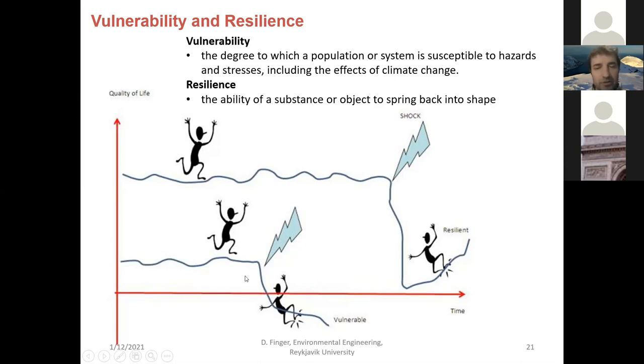A vulnerable society, of course, would collapse, and then it would struggle with bringing up the quality of life again. You might look at the different nations that have been hit by the economic crisis in 2008, and you might compare, for example, which nation was able to readdress the quality of life efficiently, and which nations were hit harder, where the society collapsed and really struggled to come back up in a more efficient way.